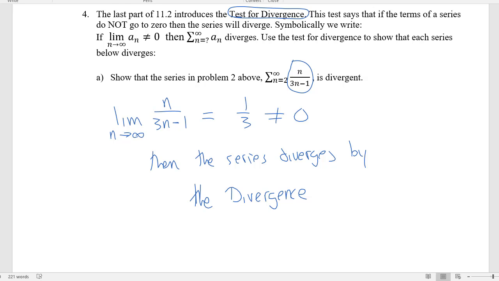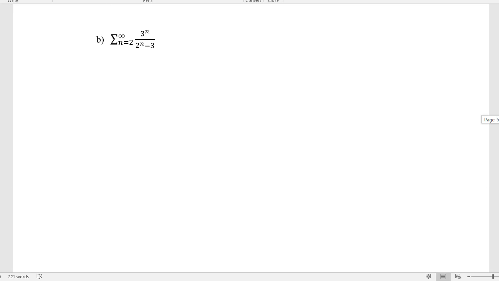So the next problem that I had on here was show that this diverges. My instruction said show that this diverges. So we know it's divergent. We know that the limit will be non-zero. So I want you to pause the video for a minute. I want you to take the limit of 3 to the n over 2 to the n minus 3 and show that that will be non-zero. So pause, try that, and then come back and unpause.